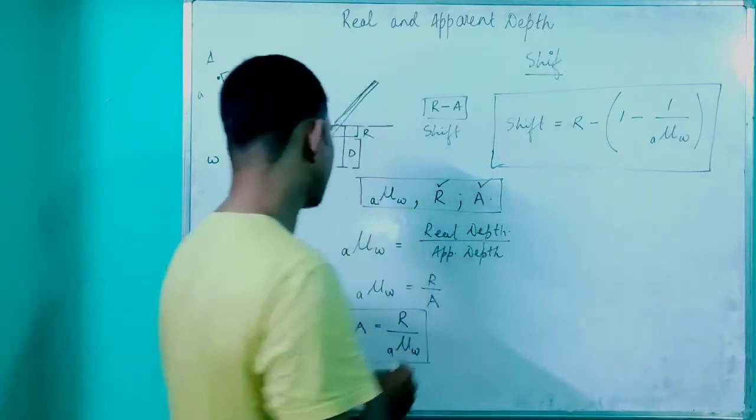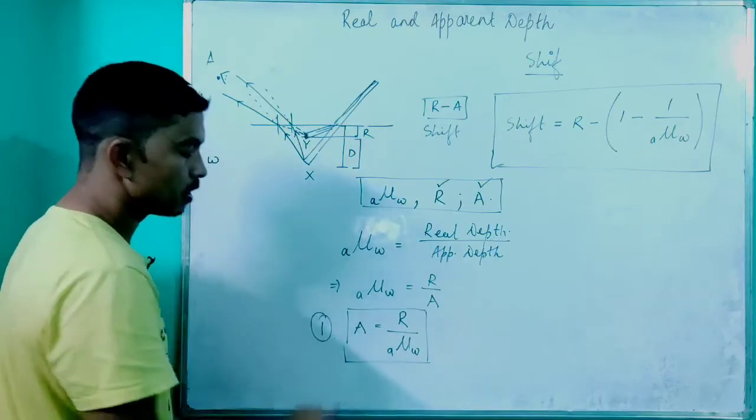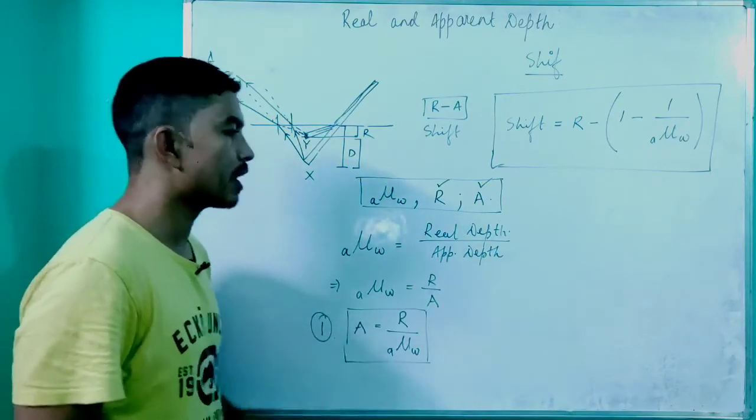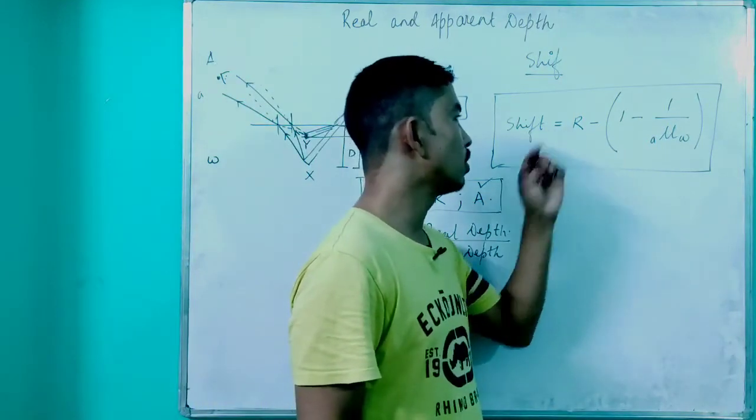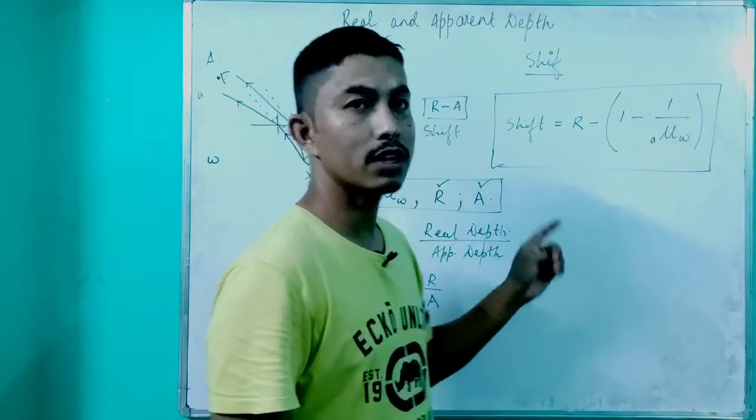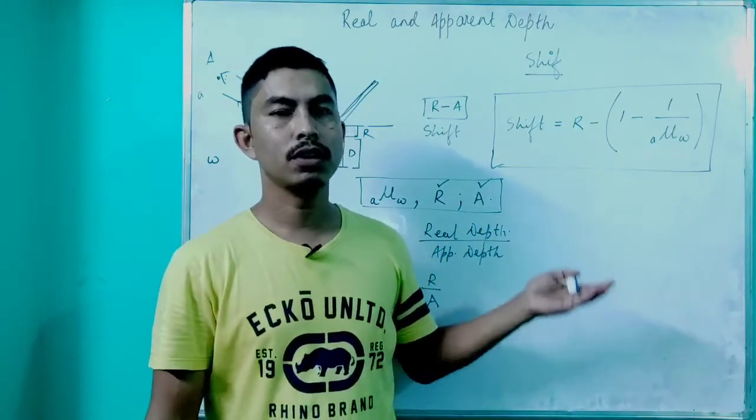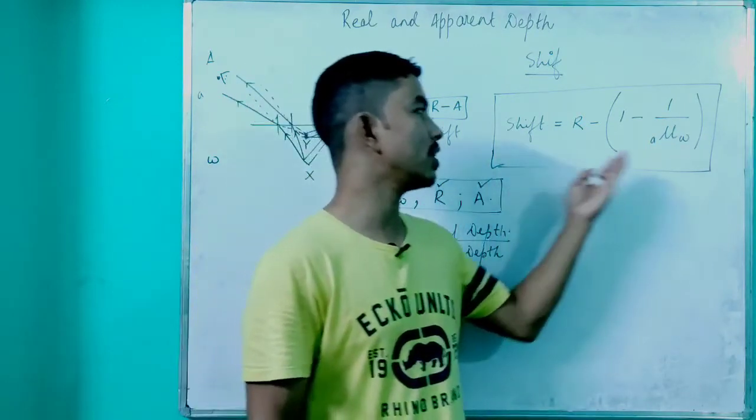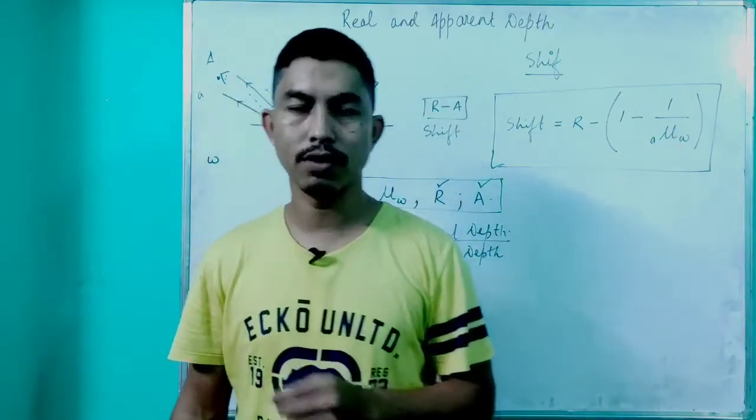So there are two formulas which you have to remember to solve some of the numericals. Number 1 gives the relationship between the apparent depth, the real depth and the refractive index of the medium. And the second formula is the shift, which is equal to real depth times (1 minus 1 divided by the refractive index of the medium with respect to the other medium). Here in this case it is the refractive index of water with respect to the air.